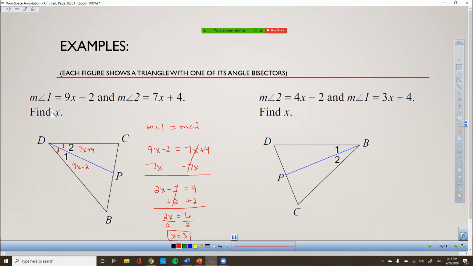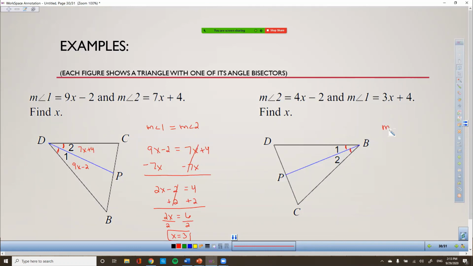And there you go. The question was asking me to solve for x. That's how I was able to solve for x, knowing that these two angles are equal to each other because this is the angle bisector. It cuts the angles into two equal parts. Let's go and look at example number 2. Again, I know that segment BP right here is the angle bisector. So that means that it cuts this angle into two equal parts. This angle is equal to this angle.